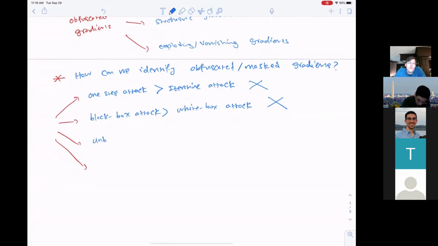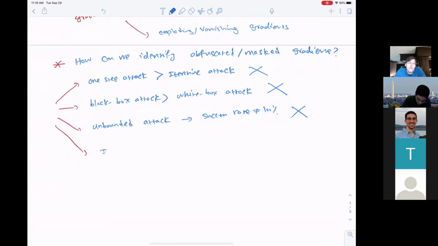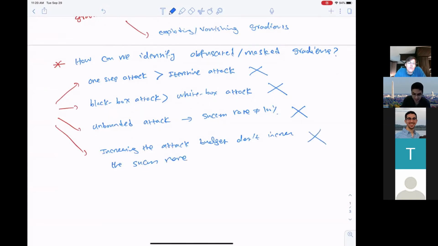If you have an unbounded attack budget, right? So your rho is really large. If the success rate is not 100%, then again, that's a red flag, because if your attack budget is unbounded, then you can always break your defense. So that should alarm you. And finally, if increasing the attack budget does not increase the attack success rate, then that's also a red flag. Right? So by attack budget, I mean this rho.